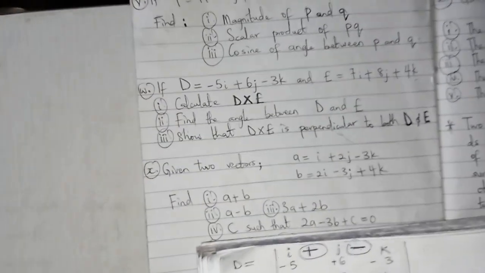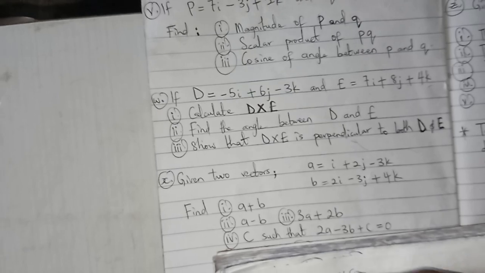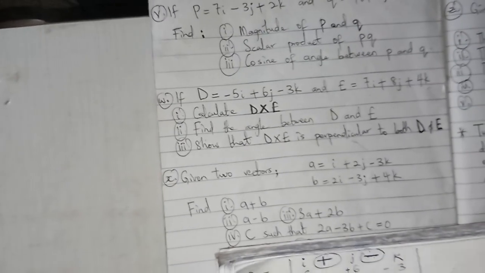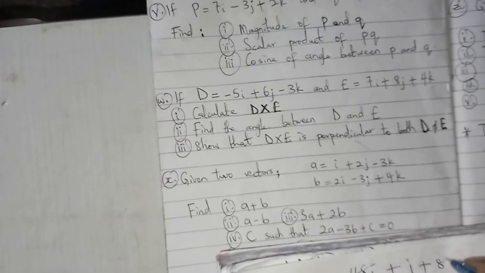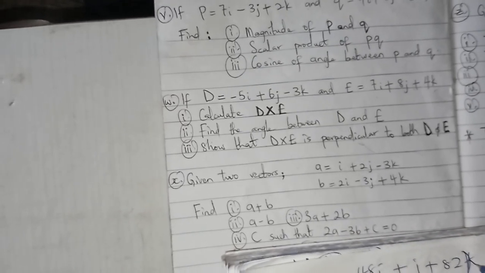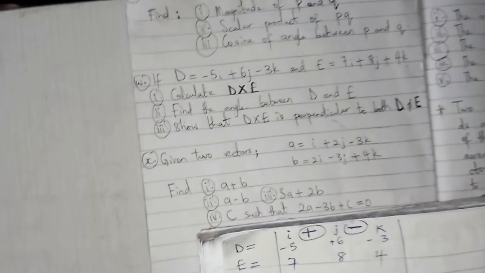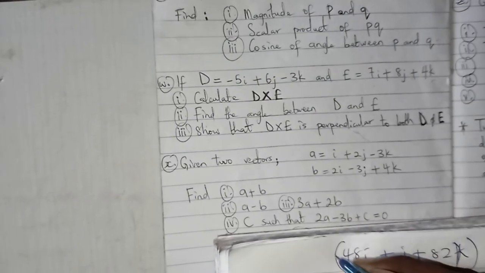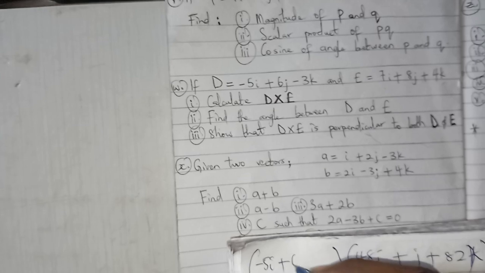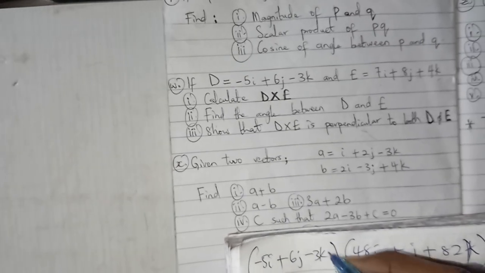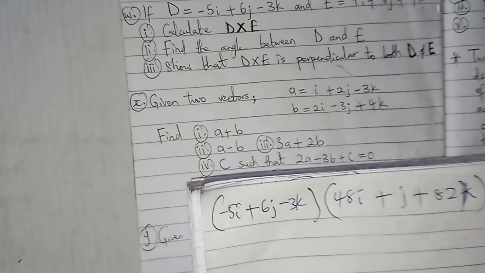So let's do it. I'll simply write D cross E as 48I plus J plus 82K. Then let's say I have my D first of all. My D is minus 5I plus 6J minus 3K. Alright, that is what I have. So let's check.